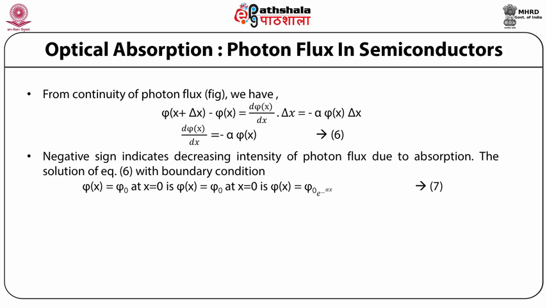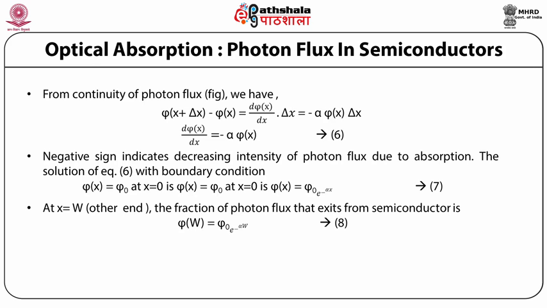So here the negative sign indicates the decreasing intensity of photon flux due to absorption, and the solution of it with the boundary condition phi x equal to phi naught at x equal to 0 is given by phi x equal to phi naught exponential minus alpha x. So at x equal to w, that is the other end, the fraction of photon flux that exits from the semiconductor is phi w equal to phi naught e to the power minus alpha w.